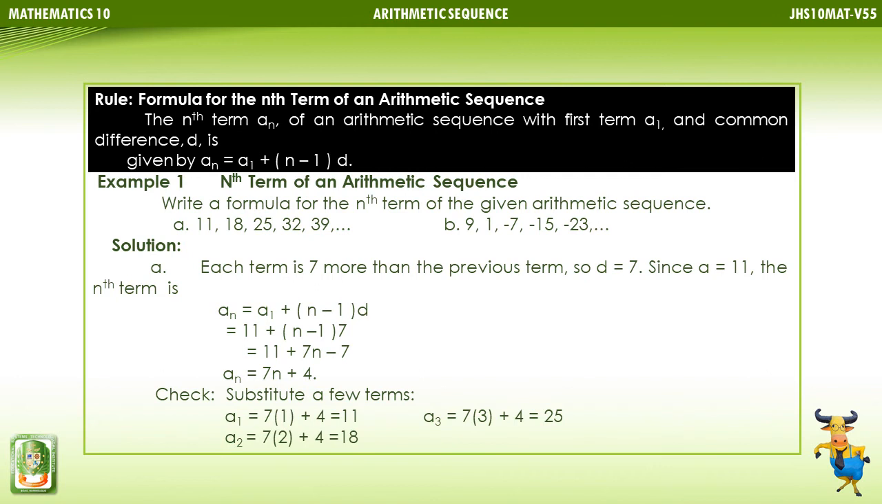Since a sub 1 equals 11, the nth term is a sub n equals a sub 1 plus n minus 1 times d equals 11 plus n minus 1 times 7 equals 11 plus 7n minus 7. A sub n equals 7n plus 4. Check. Substitute a few terms. A sub 1 equals 7 times 1 plus 4 equals 11. A sub 2 equals 7 times 2 plus 4 equals 18. A sub 3 equals 7 times 3 plus 4 equals 25.